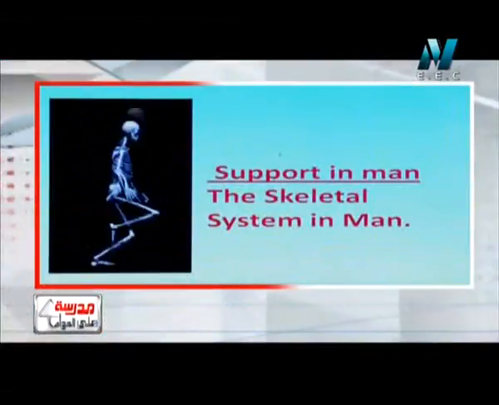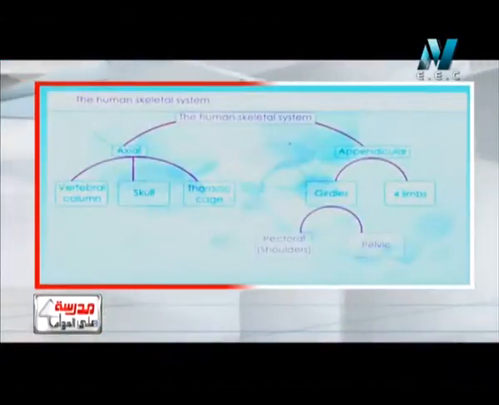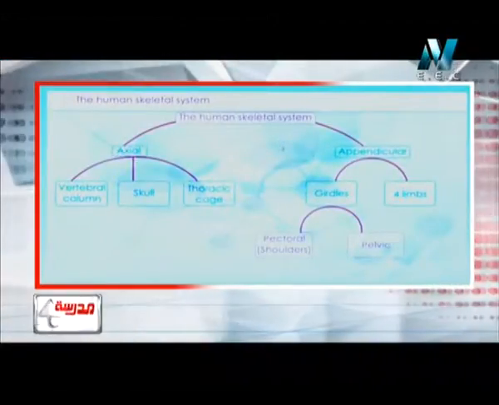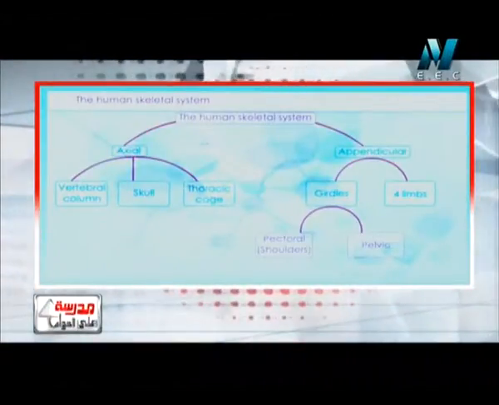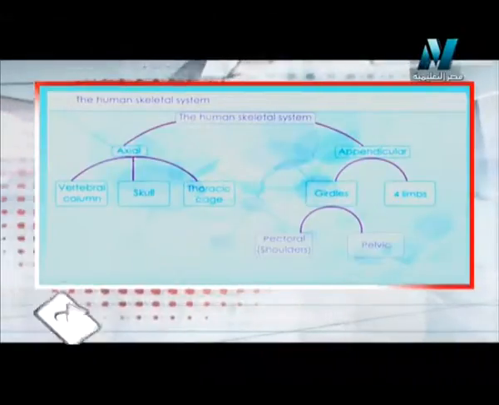So we're talking about the skeletal system in man. What about the skeletal system in man? The skeletal system in man consists of 2 main parts, axial part and appendicular part, or axial skeleton and appendicular skeleton. Again, the skeletal system in our body consists of 2 main parts, axial skeleton and appendicular skeleton.